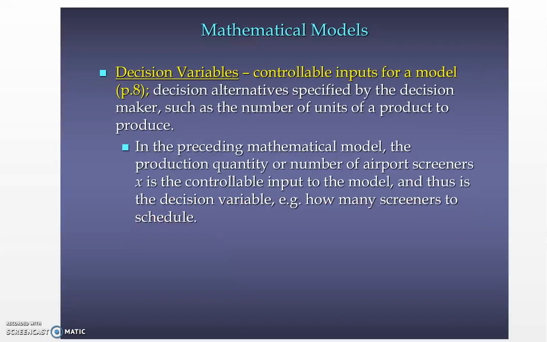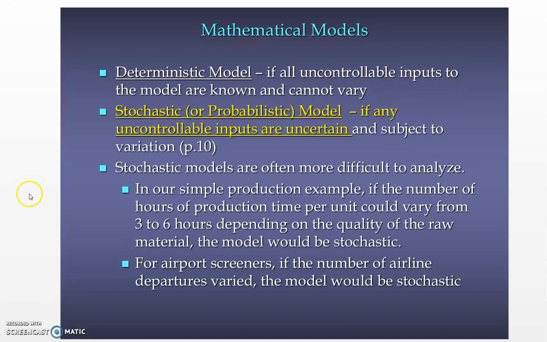Another really important parameter to understand is the notion of decision variables. These are the controllable inputs for the model, that X, if you will, right? Really easy to flag A, B, and C. We often denote them as variables X, Y, and Z, and I'll be using those types of conventions. In the model we were talking about, the production quantity for screeners, we just called it X. That's the decision variable: how many screeners to schedule. That's what we're trying to devise and determine.